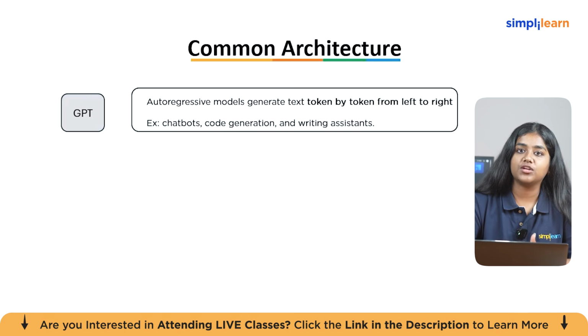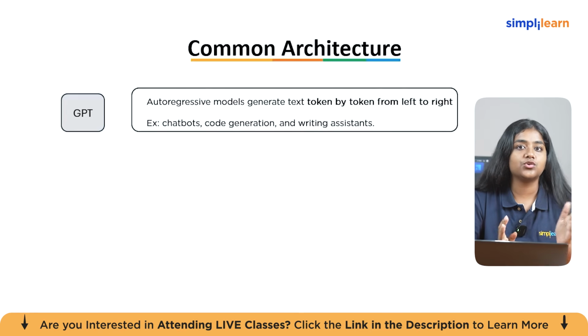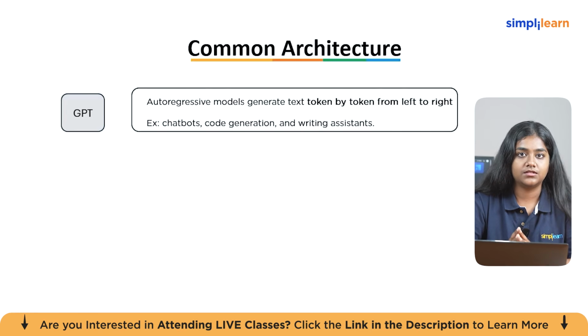The first one is GPT, decoder only. GPT is what's called a decoder-only transformer. It's autoregressive: it generates text one token at a time from left to right, each new token based on everything before it. It's perfect for text generation, chatbots, or creative writing.